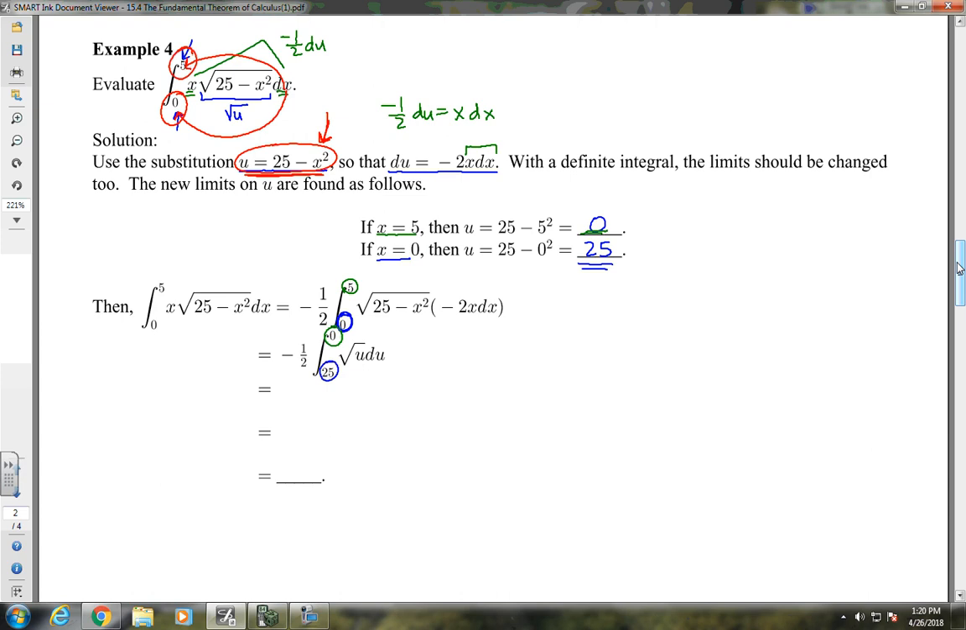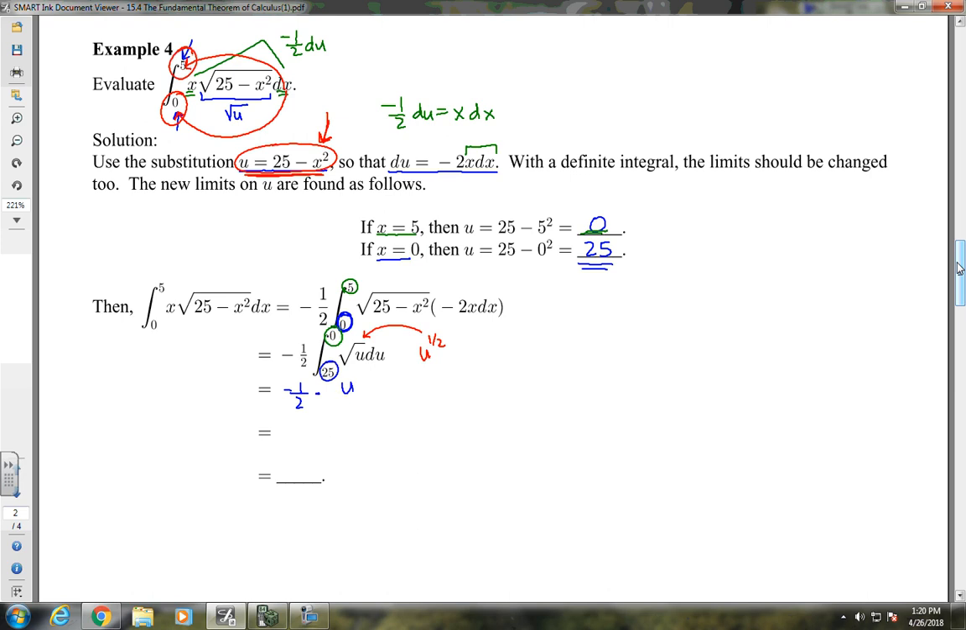Okay, now we're ready to integrate like normal. We have coefficient negative 1/2, and let's think of this square root of u as u to the 1/2. That way, whenever I integrate it, I'm going to add 1 to the exponent.